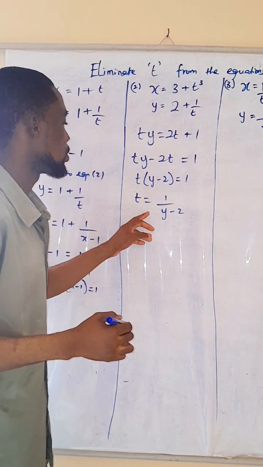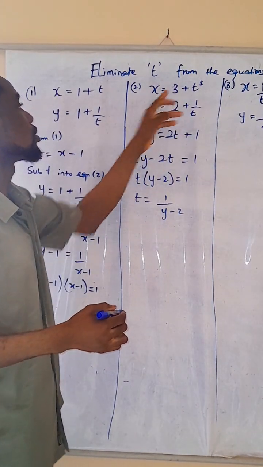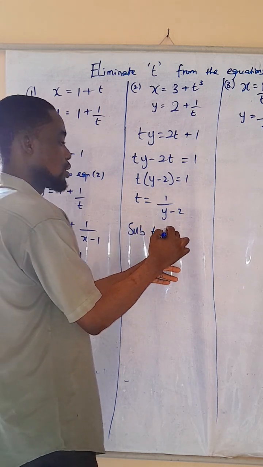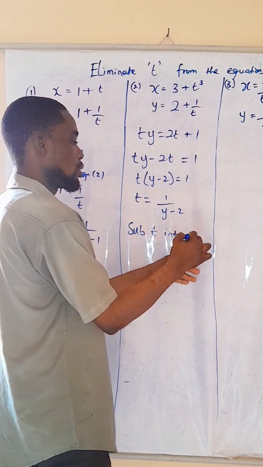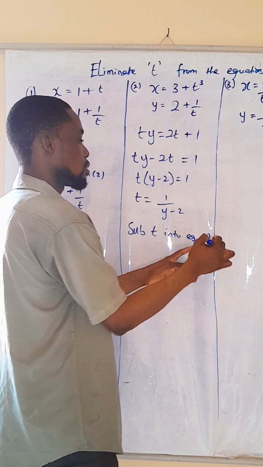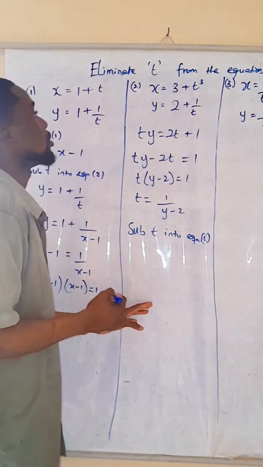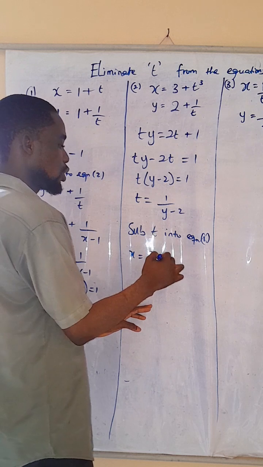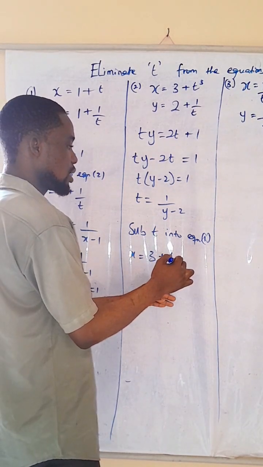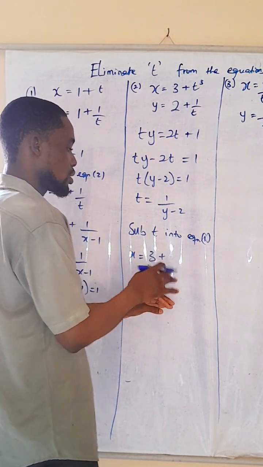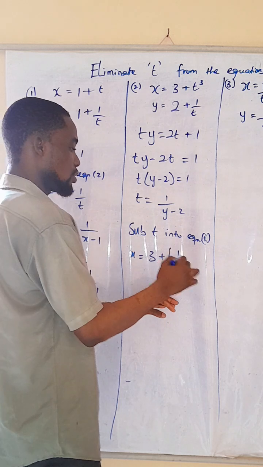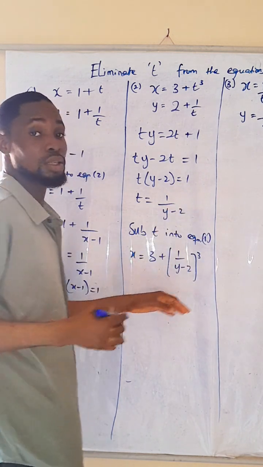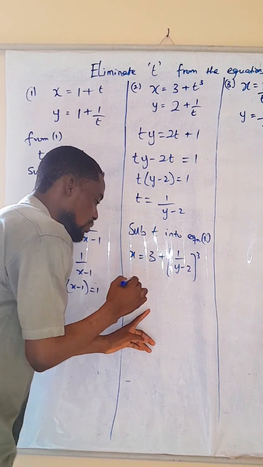Finally, let's substitute t into equation 1. What are we going to have? We're going to have x equals 3 plus, my t now is, okay, a longer equation, 1 over y minus 2, all to the power 3. At this point, I can bring x to the left.